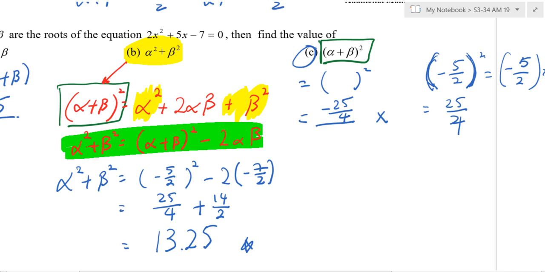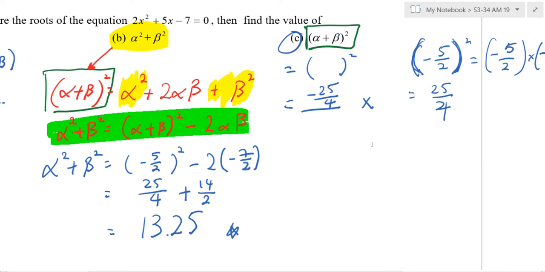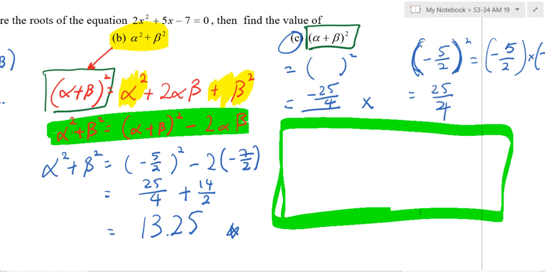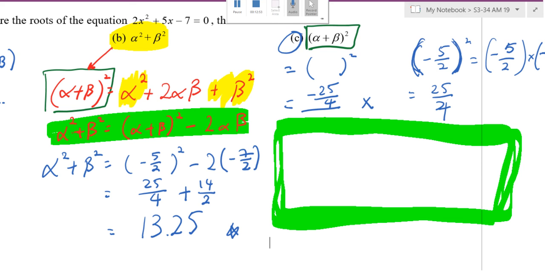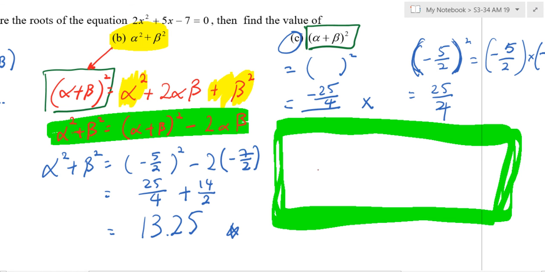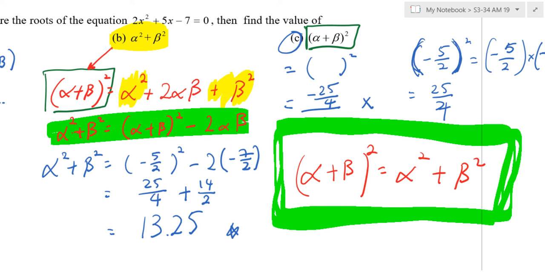Rachel, you help her. Now, can the rest of you, any more questions? Tiffany had a question just now. Okay, ready? Can everyone write down this important thing? Use a highlighter, draw a box. This mistake continues to repeat year after year, such that I need to mention it here. Can you write down? Ready? Alpha plus beta squared equal to alpha squared plus beta squared. Can you write this down? Done?